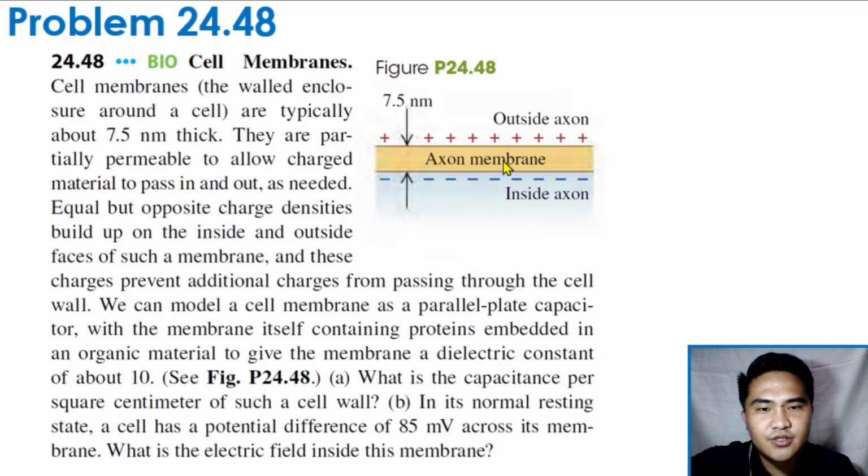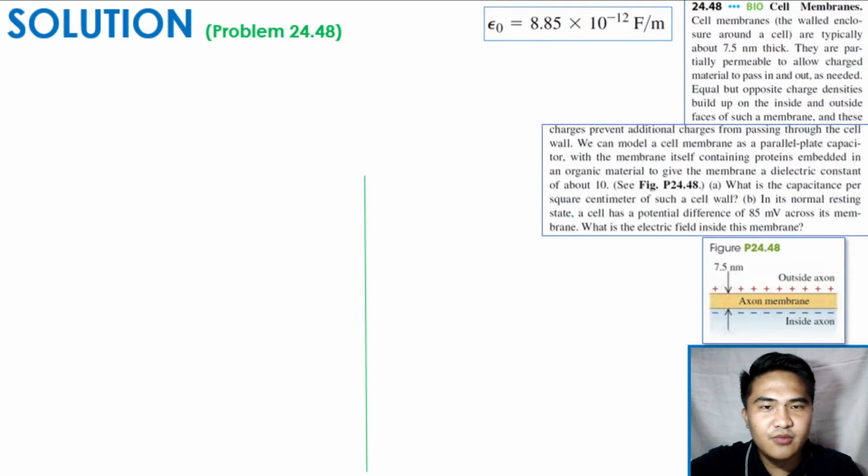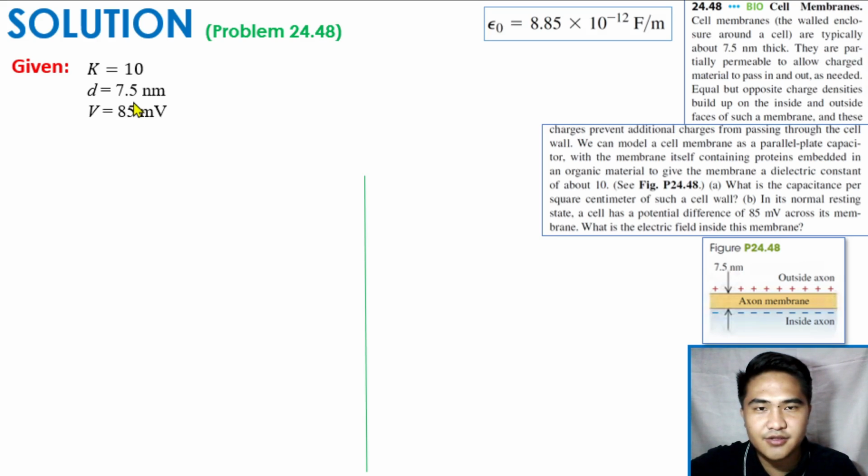What is the capacitance per square centimeter of such a cell wall? In its normal resting state, a cell has a potential difference of 85 millivolts across its membrane. What is the electric field inside this membrane? In this problem, we have the following given: the dielectric constant K, which is 10, the distance between the inner and the outer membrane, which is 7.5 nanometers, the potential difference between the two, which is 85 millivolts, and the area is 1 square centimeter.